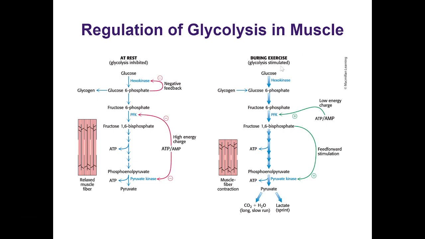During exercise, glycolysis is going to be stimulated. So what's going to happen is you're going to have a low energy charge. You'll have used up some ATP, and you'll have more AMP now. This is going to activate the PFK so that we get a greater activity. And so the fructose 6-phosphate will convert faster to fructose 1,6-bisphosphate. This will also have feed-forward stimulation. That fructose 1,6-bisphosphate actually activates the pyruvate kinase right down here. And this is going to cause the phosphoenolpyruvate to be converted to pyruvate faster.